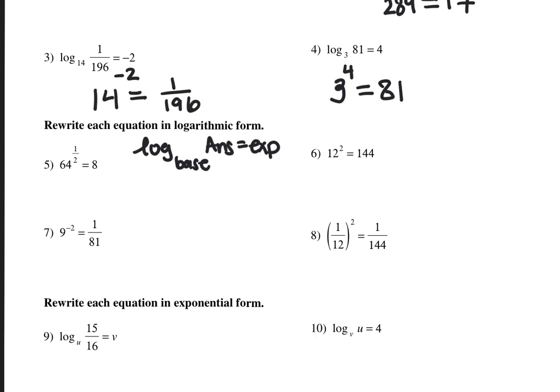First, I'm going to write the log, because if you want to write in logarithmic form, you need log. Then I'm going to shrink the base and put 64. And then I'm going to put the answer here, 8, and we're going to set it equal to the exponent 1/2.